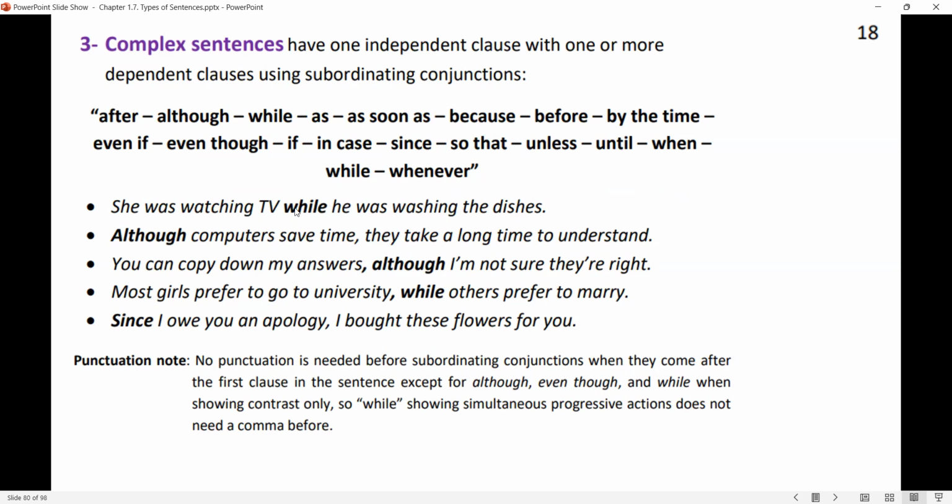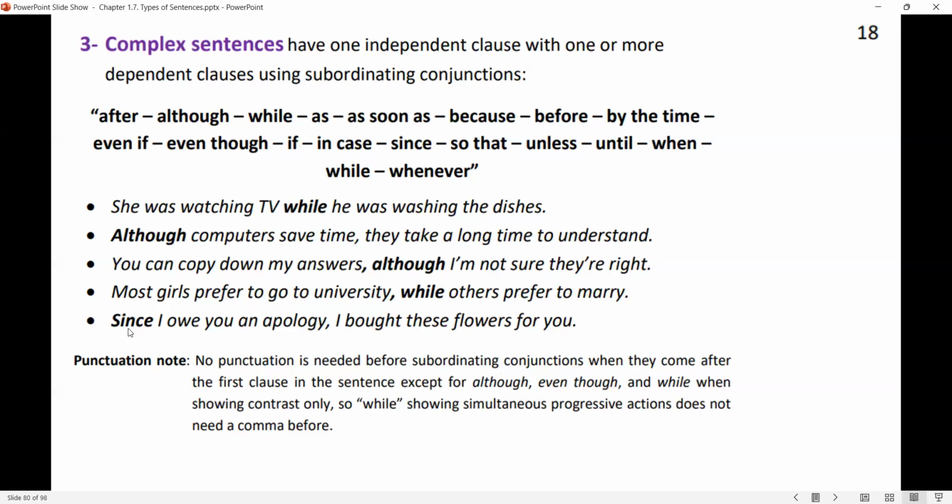So she was watching TV while he was washing the dishes. So here you have time. Although computers save time, they take a long time to understand. Here you have contrast. You can copy down my answers, although I'm not sure they're right. Again, contrast. Most girls prefer to go to university, while others prefer to marry. So here you have a contrasting idea too. So while, as I said, can refer to time or contrast. Since I owe you an apology, I bought these flowers for you. Here, since shows a reason.